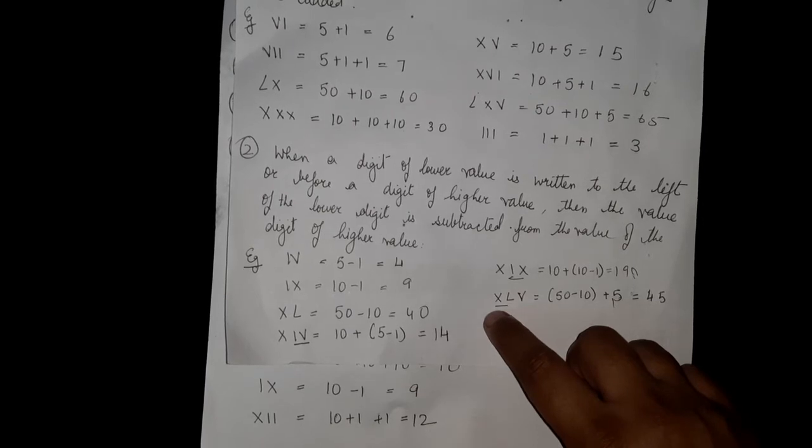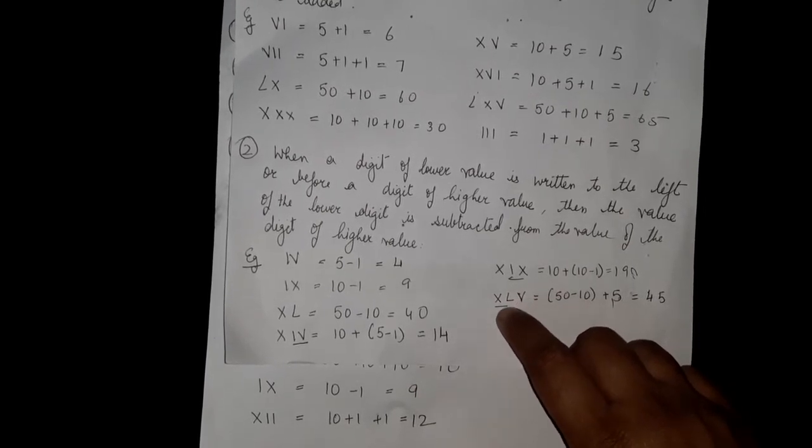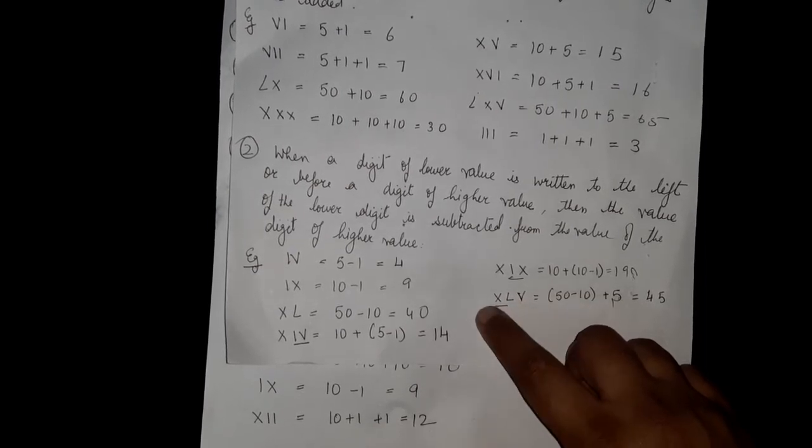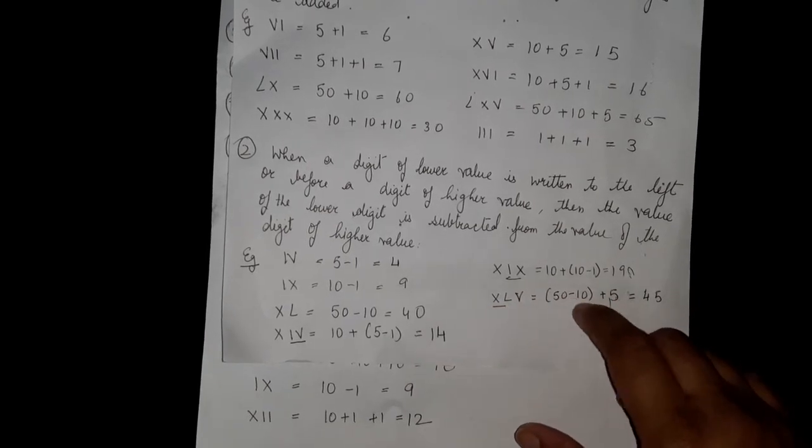XLV. X is a lower value than L, and it is on the left, and V is a lower value than L and is on the right. So we will subtract 10 and add 5. So that is 50 minus 10 plus 5. So that is 45.